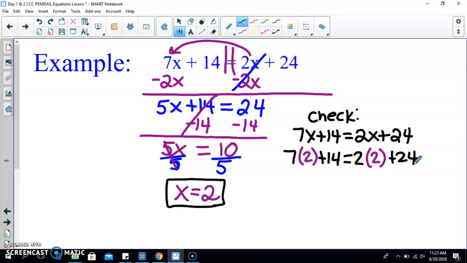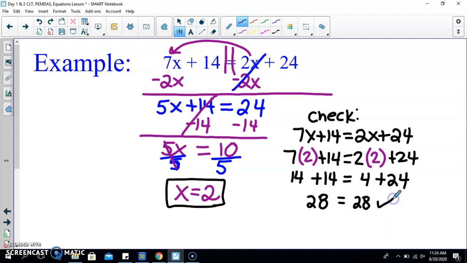Now we're just going to simplify this out. 7 times 2 is 14 plus 14 equals 2 times 2 is 4 plus 24. 14 plus 14 is 28 equals 4 plus 24 is 28. 28 is equal to 28, which is correct. So my answer is x equals 2.